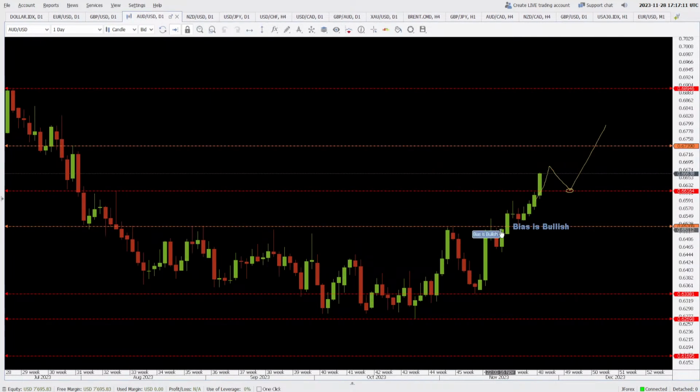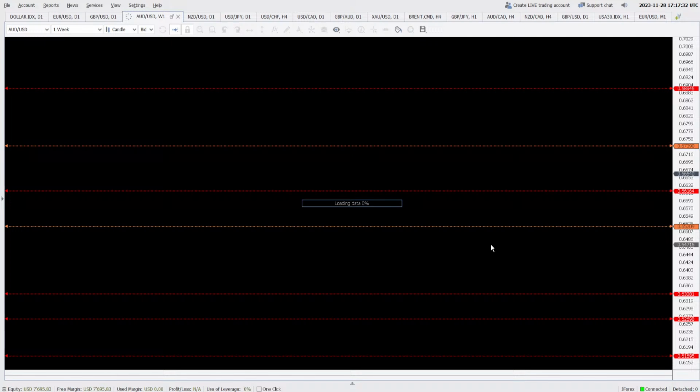What about the Australian dollar? Well, Australian dollar just broke through the weekly resistance of 0.6616. You see that? 0.6616 is broken. That means this is a weekly breakout. If we close this week above this level, we are going to see something huge. You see, this is the weekly level.